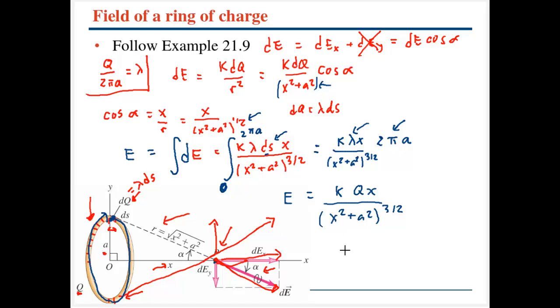The interesting thing is, suppose x is really large, then a is going to essentially be small. As x gets larger and larger, we can even say a would be nearly 0. And what this is going to boil down to is, at large distances, we're left with kq over x squared.